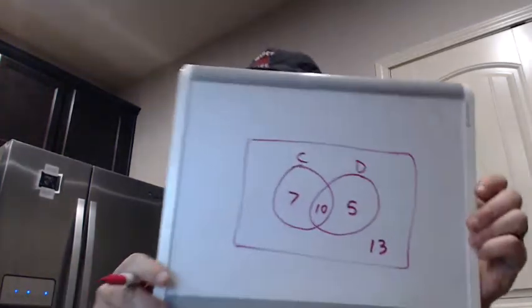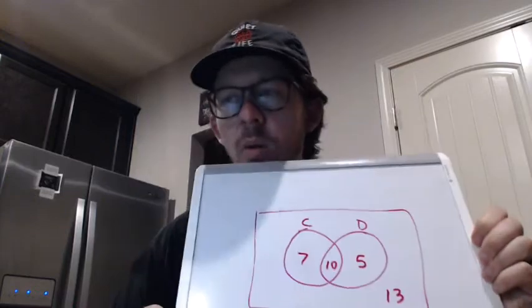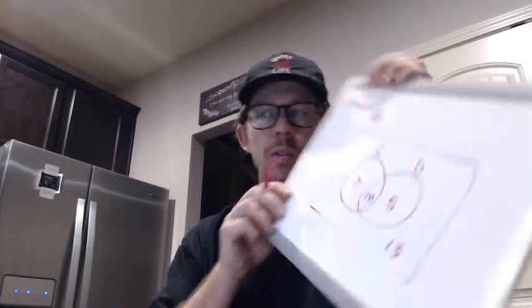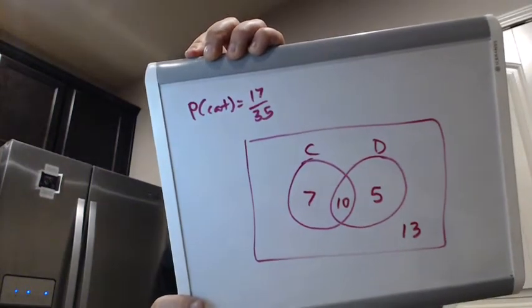So the first question is, what's the probability I randomly select a student from the class that owns a cat? We look at this right here. How many people own a cat? 17, out of 35 total. So the probability of cat would equal 17 out of 35. That's the probability of randomly selecting a student that owns a cat.